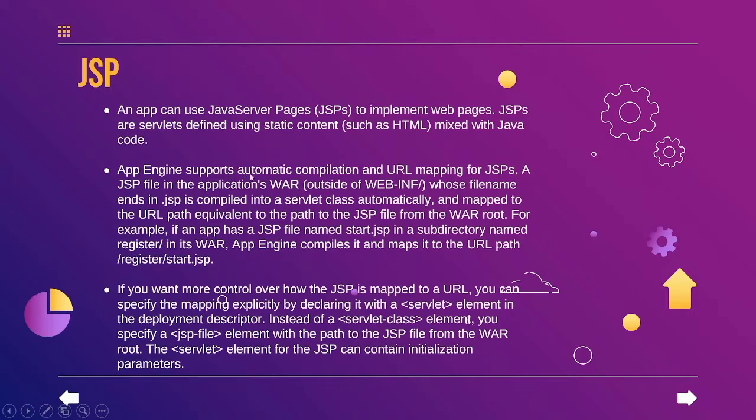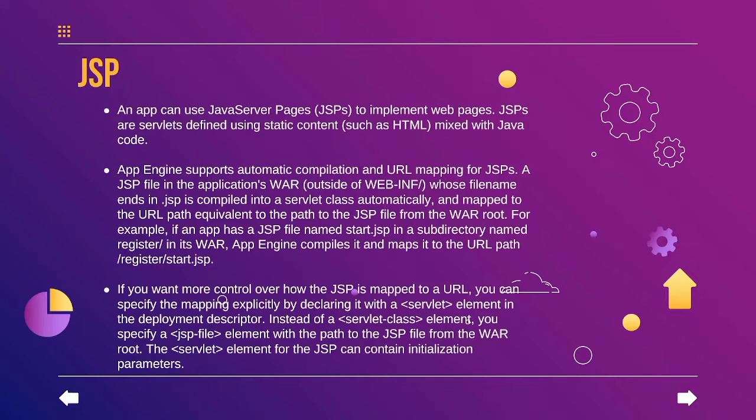App Engine supports automatic compilation and URL mappings for JSPs. A JSP file in the application whose file name ends in .jsp is compiled into a servlet class automatically and mapped to the URL path equivalent to the path to the JSP file from the WAR root. For example, if an app has a JSP file named start.jsp in a subdirectory named register in its WAR, App Engine compiles it and maps it to the URL path /register/start.jsp.